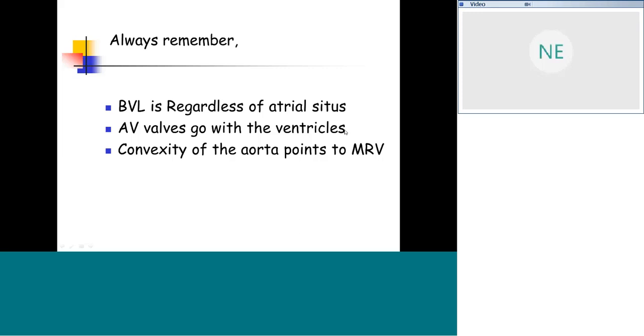And the second most important point is that the convexity of the aorta points towards the morphological right ventricle. This is in general and not 100%. We will see that as we proceed further, but the convexity of the aorta can also be used to decide the morphology of the ventricle in difficult situations.